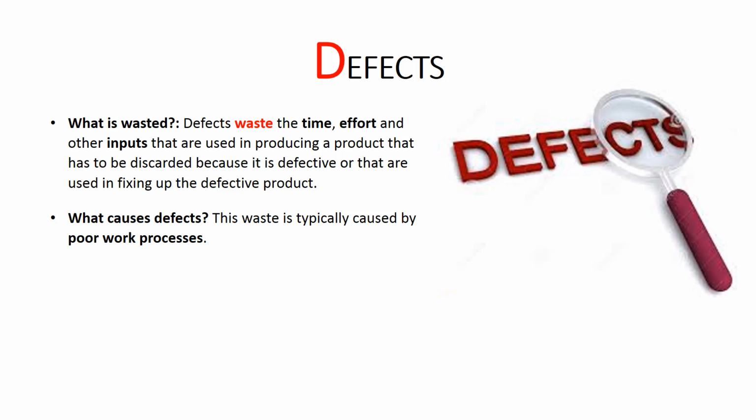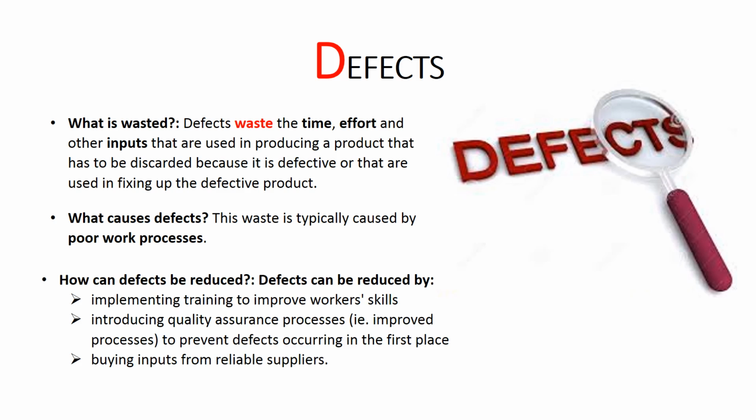Second, what causes defects? Defects are typically caused by poor work processes. And third, how can defects be reduced? Defects can be reduced in one of 3 ways. First, by implementing training to improve workers' skills so that the workers don't make errors or mistakes in the first place. Second, by introducing quality assurance processes, that is, improved processes, to prevent defects occurring in the first place. And third, by buying inputs from reliable suppliers.